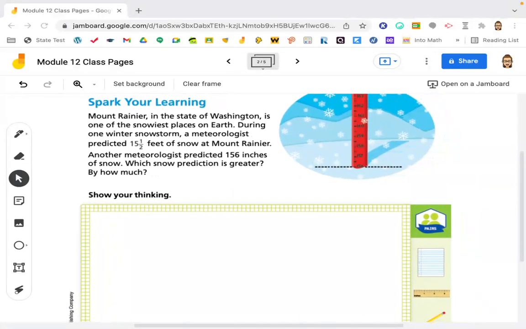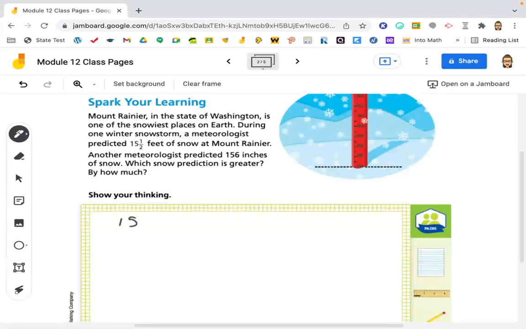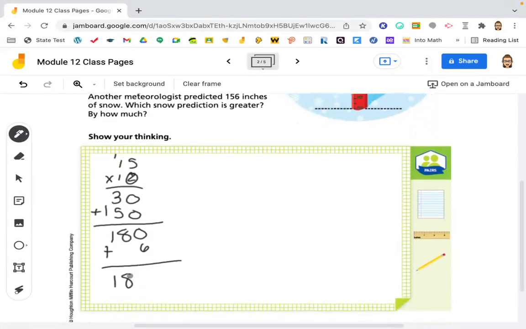Well, I'm going to change my 15.5 feet into inches. So I'm going to do 15 times 12. So 2 times 5 is 10, 2 times 1 is 2, plus 1 is 3. Then place a 0, 1 times 5 is 5, 1 times 1 is 1. So that is going to give me 180, and then half of a foot is 6 inches, so add 6. So that's going to give me 186 inches.